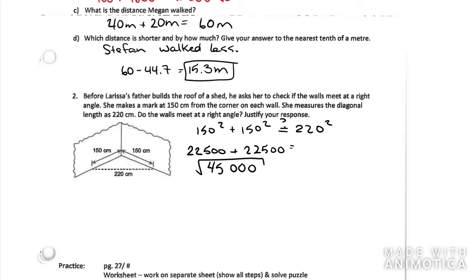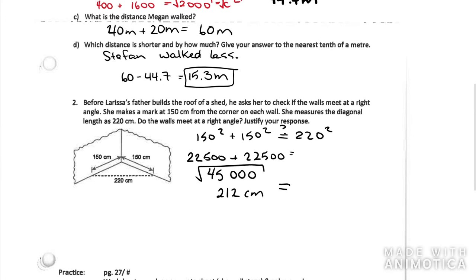So if we square root that, it gives us 212 centimeters. Well, that does not equal 220, which means that this is not a right triangle.